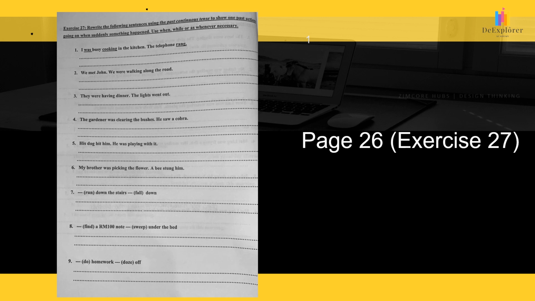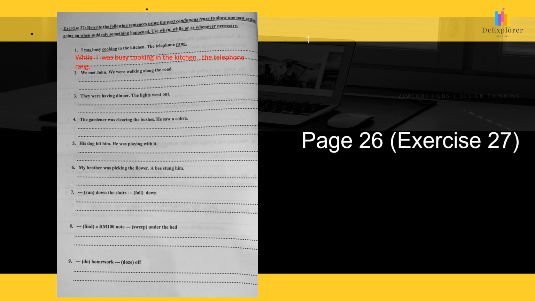Okay, so how to answer sentence number 1? The first question, I was busy cooking in the kitchen, the telephone rang. So we use while. While I was busy cooking in the kitchen, comma, the telephone rang. Okay, I repeat, while I was busy cooking in the kitchen, comma, the telephone rang. So please remember after comma, the is a small letter T. The telephone rang. So this is the easiest way to write. 2 actions here, 1 action going on, suddenly something happened.